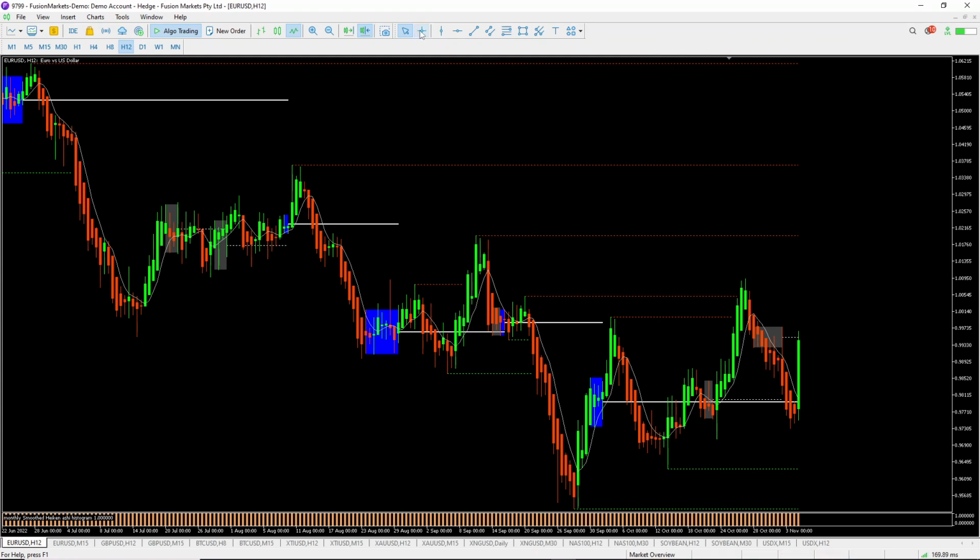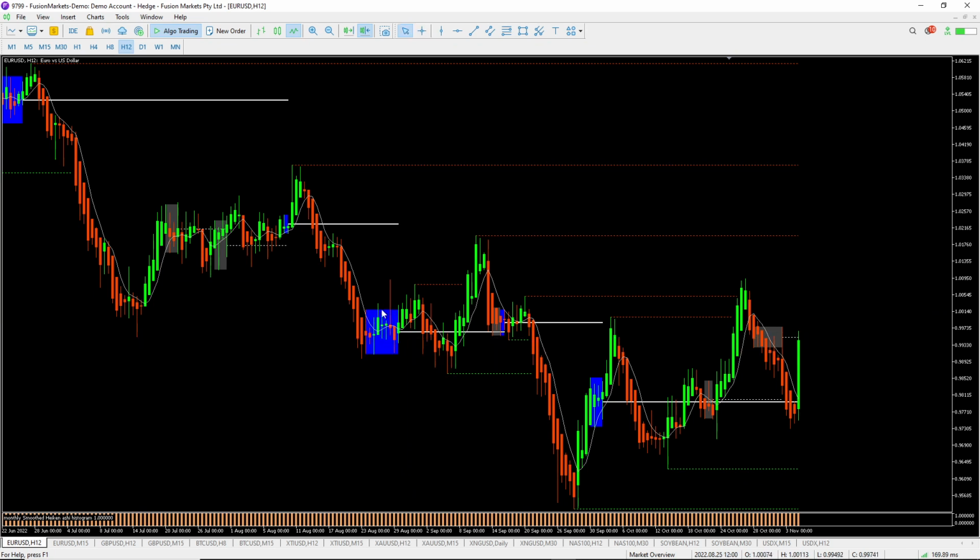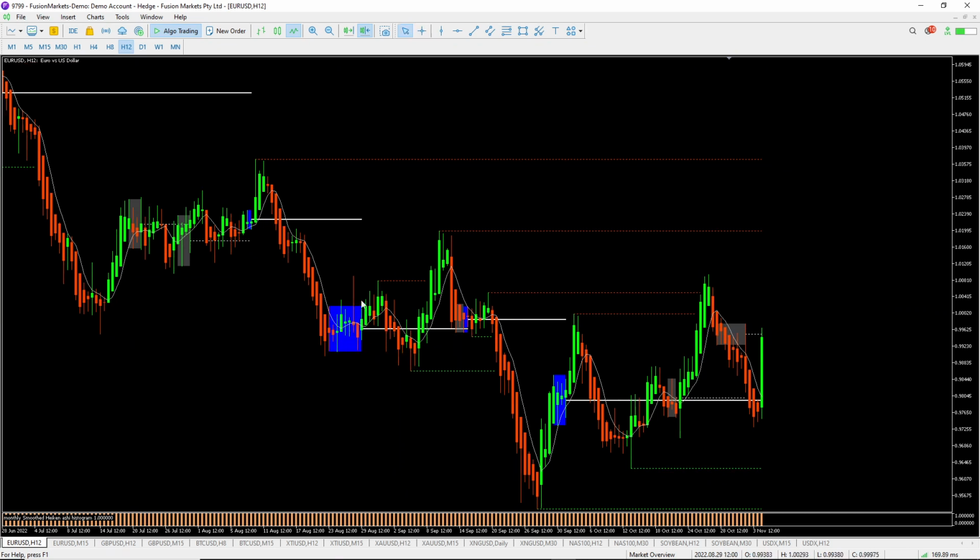When we get a fresh framework forming, you see this box here, for example. Usually when a minor box starts to print, like here, these gray ones, this is a minor that hasn't been confirmed yet. Now if this candle crosses above this minor box, it's going to change into the blue one. It gets confirmed as a major box.